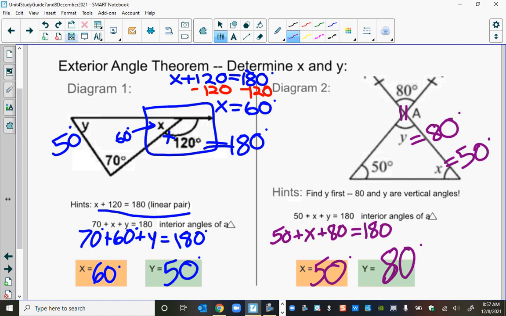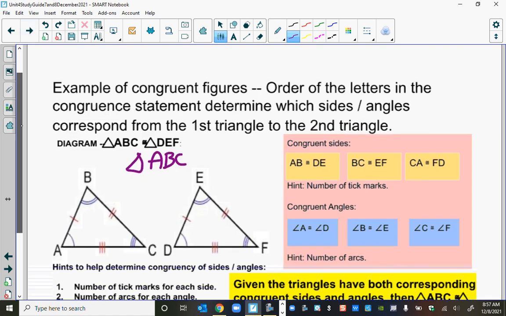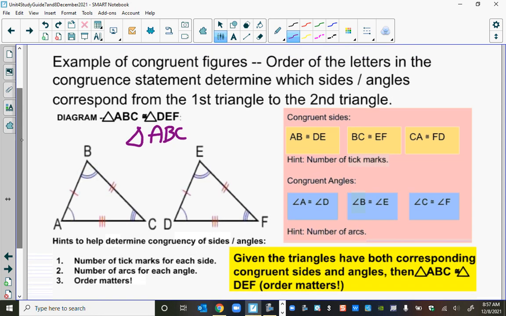All right, so next, 3, 2, 1. Okay. Drawing figures. The key is the order of the letters. I cannot stress it enough. On that next slide.